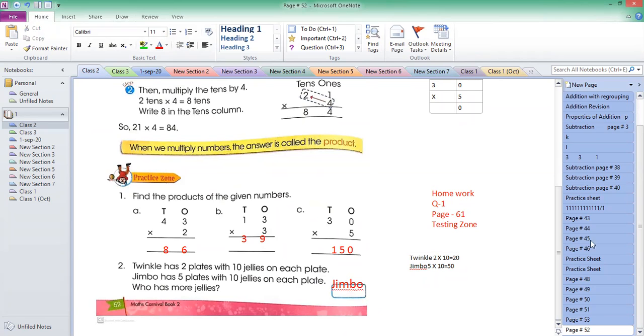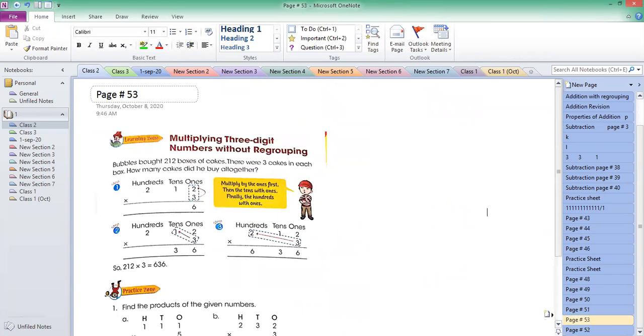Okay. Coming to page number 53 now. Before starting multiplying three-digit numbers without regrouping, I will again do one example of multiplying a two-digit number without regrouping. This is 2, this is 1, multiplied by 3. So these are the two numbers. We have to multiply this two-digit number by this one digit, by 3.